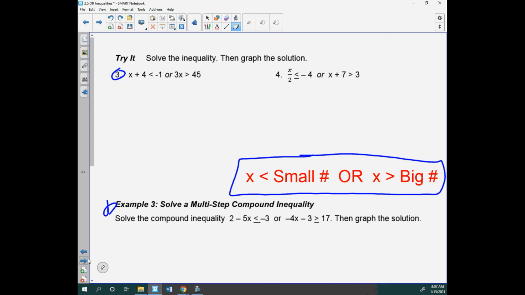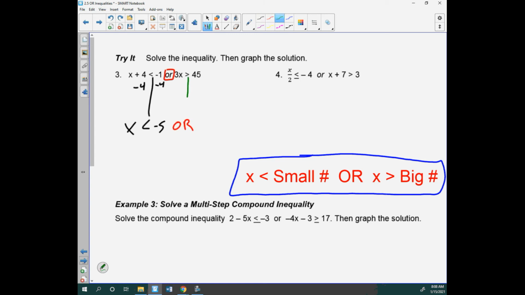So, first one, x plus 4 is less than -1, or the other one, 3x is bigger than 45. Well, let me just kind of draw a line there and do the math. I'm going to subtract 4. And I get x is less than -5. No big deal. Or, do this one in green here.